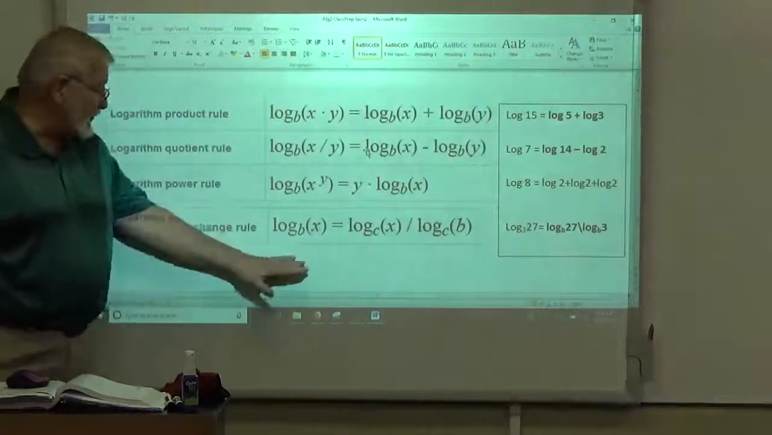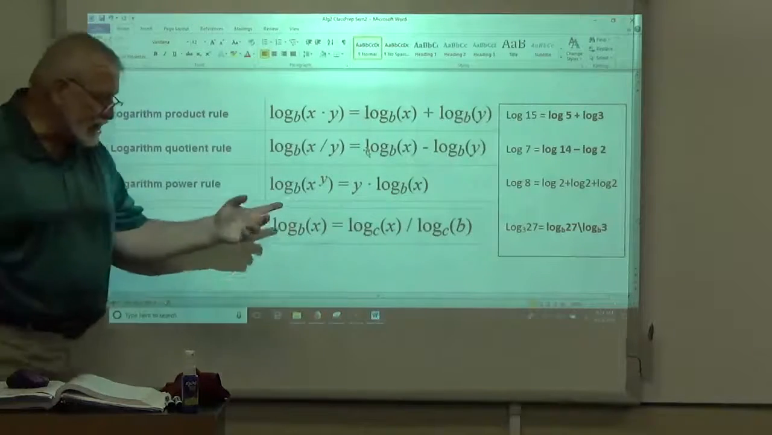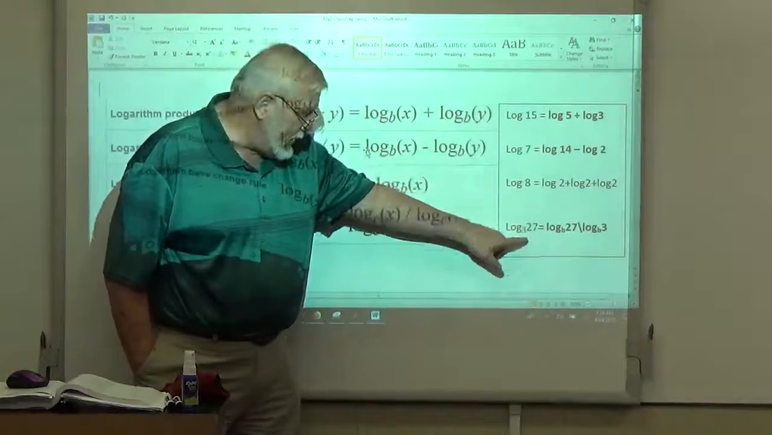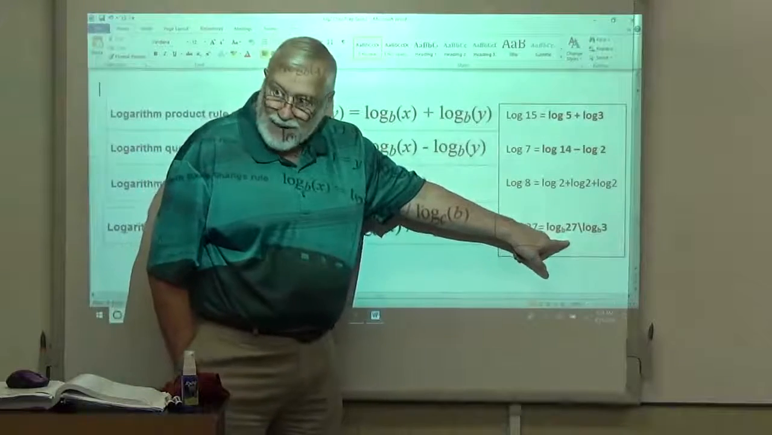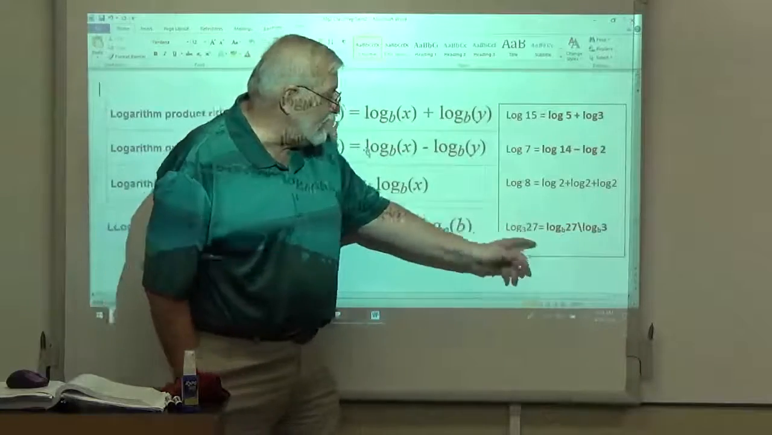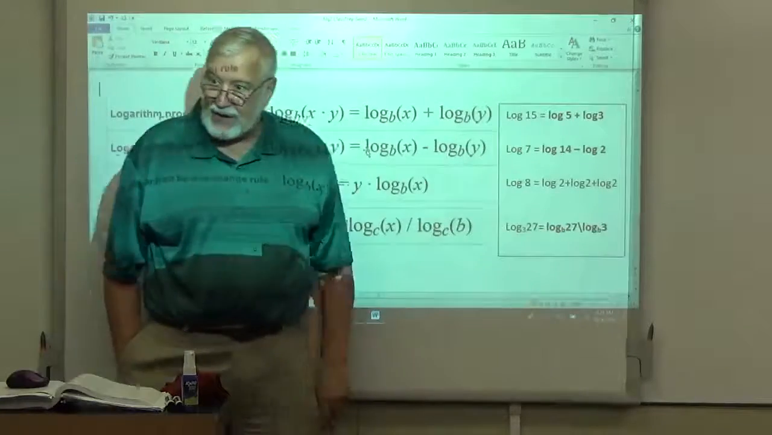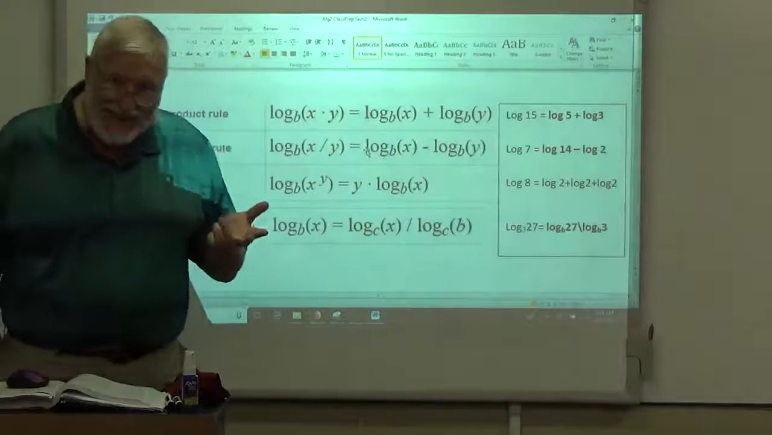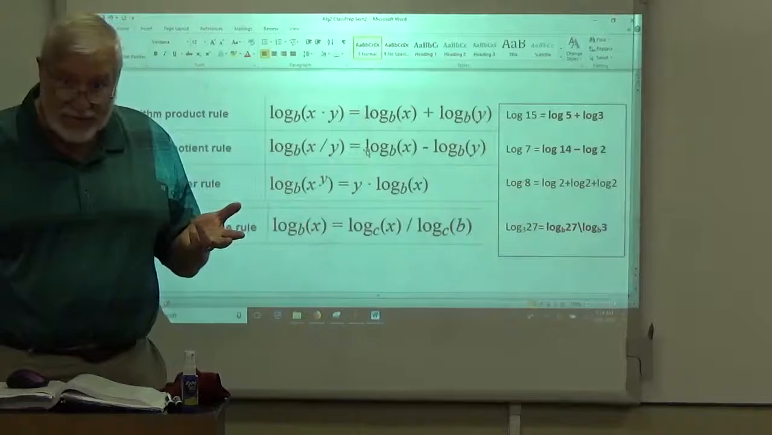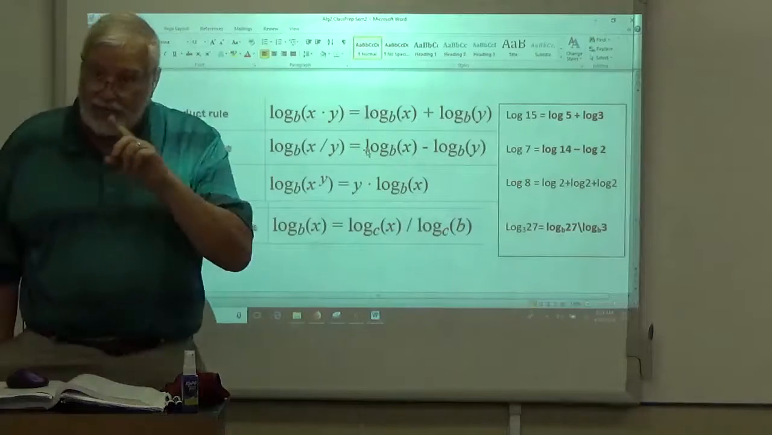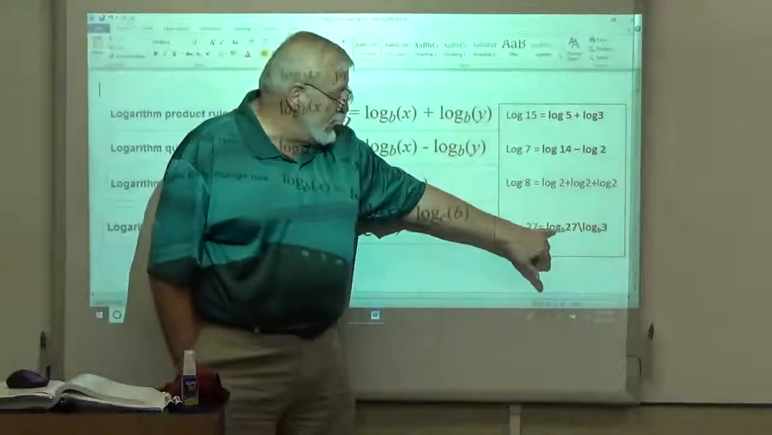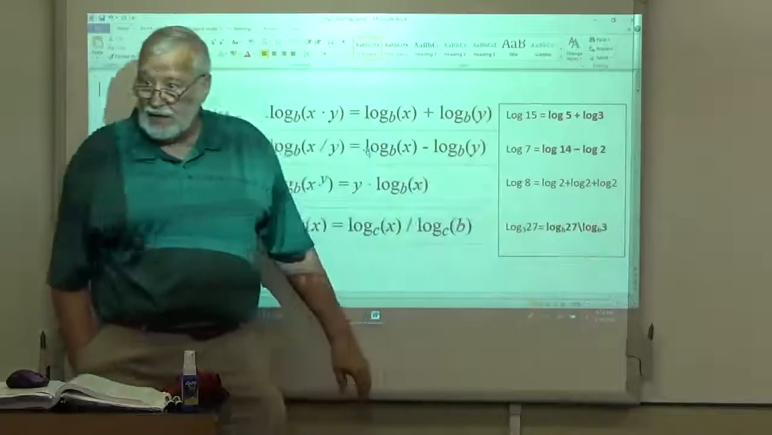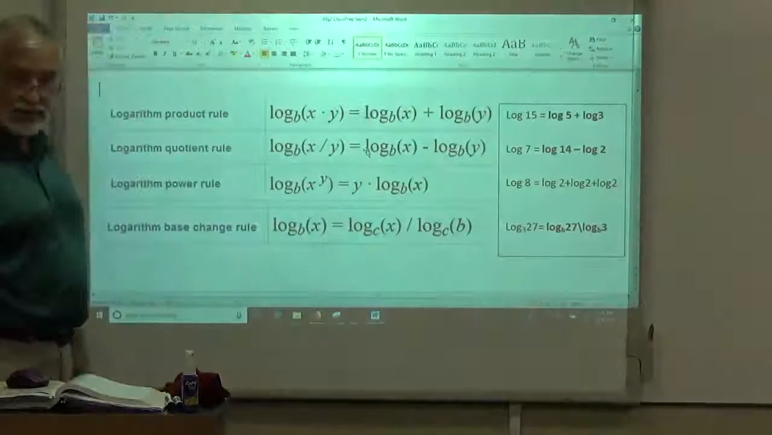Alright? And then the change of base rule is the one that we've done. So the log base 3 of 27 means take the log of any base of 27 and divide it by the log of the same base of 3. Now, in our calculator, we have base 10 and we have base e. That's what the ln is. So either one, provided you keep them the same. So I could say ln of 27 divided by ln of 3.